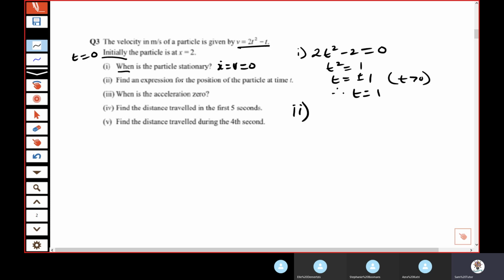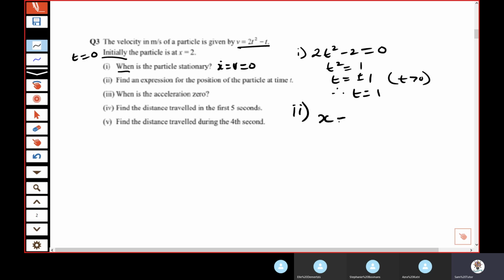Part two: find an expression for the position. If I'm given velocity, I've got to go up one, so I've got to integrate. You guys must have missed this at the beginning. Do you know the order? Displacement, velocity, acceleration. You know that order, so we're going to go up now, obviously, to find position. Okay, so I've got v.